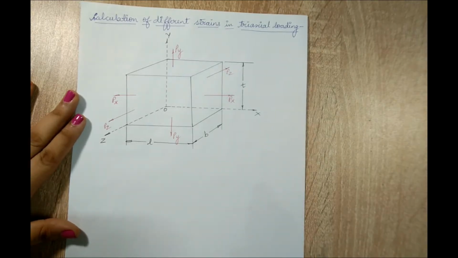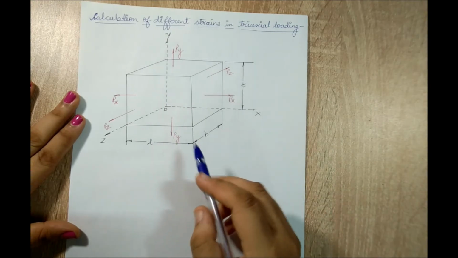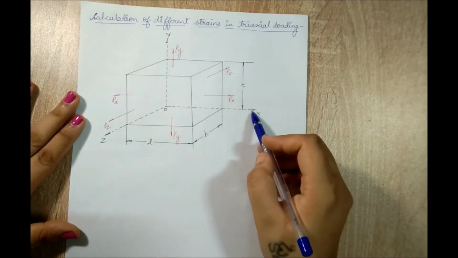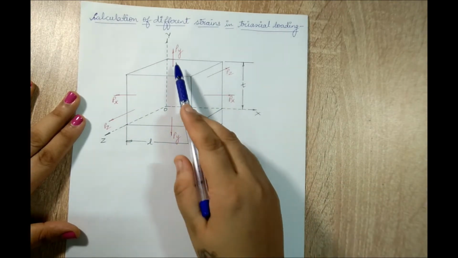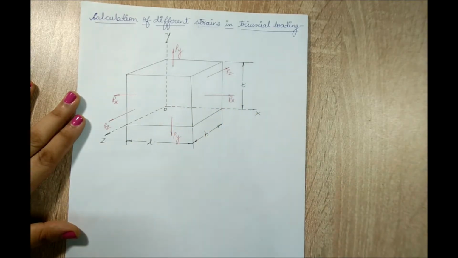So let's get started. Here you can see a figure. It's a rectangle along the x, y and z axis. The length is L, width is B and the thickness is T. The load along x-axis is Px, load applied along y-axis is Py and the load along z-axis is Pz. So I will start on similar lines as that of the derivation of uniaxial and biaxial loading.